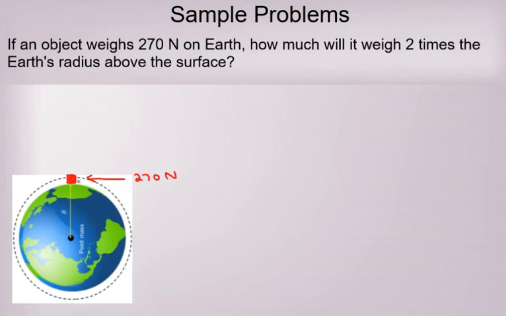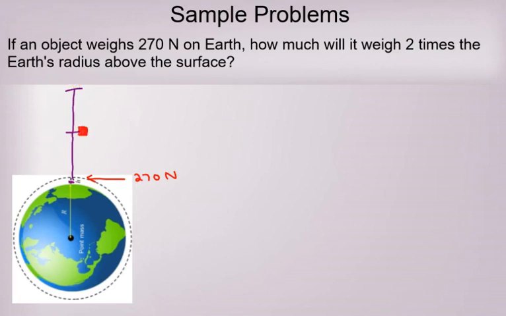The object is 1 Earth's radius from the center of the Earth. If I were to move this so that it's now 2 times the Earth's radius above the surface, so something way up here, so that between where it was and where it ended is not 1 Earth radius, but 2 Earth radii above, the question is how much force would it feel at that location?